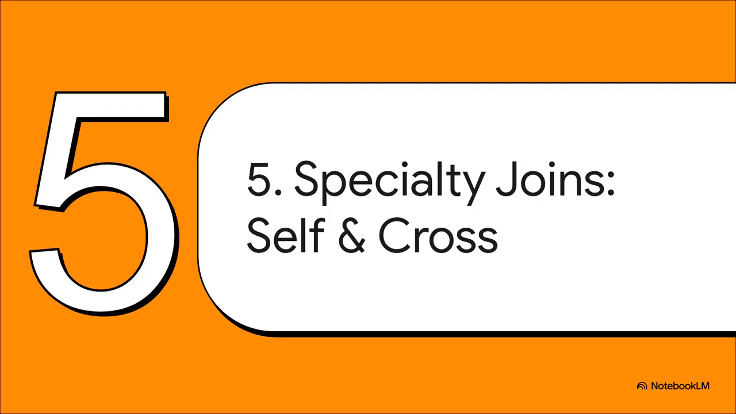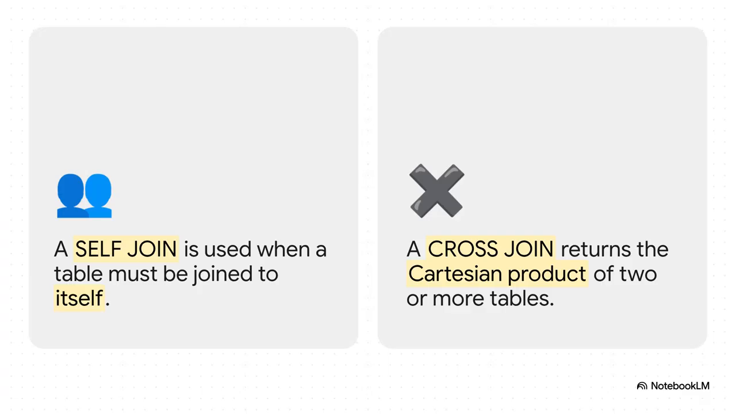Okay, section 5. Let's quickly touch on a couple of specialty joins you might run into for very specific problems, the self-join and the cross-join. First up, the self-join. This is a pretty clever trick for when a table needs to talk to itself. It's perfect for things like an employee chart, where you need to find an employee's manager in the very same table.